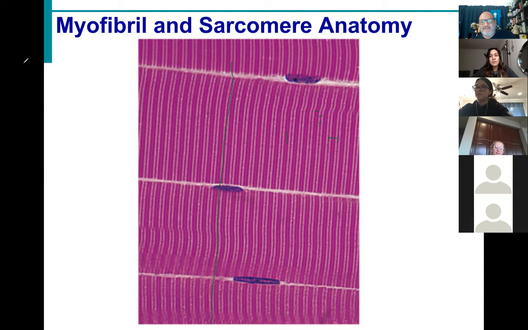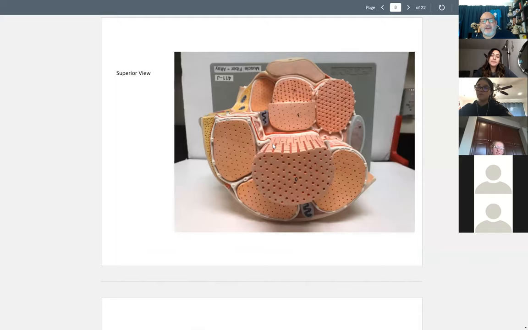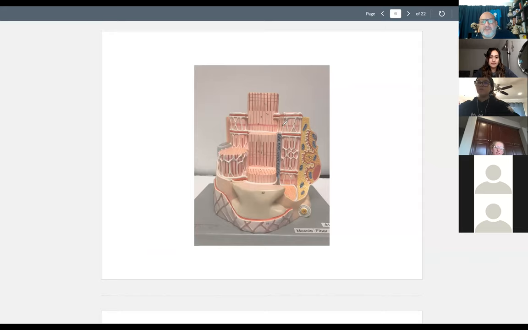Notice if we take this model and turn it back upright, we can see all of these things we were just talking about. Notice this pink right here is our Z disc from Z disc to Z disc. So there's one sarcomere. Right? Notice here are the three lines of myomesin at the center. We can see the thick myosin filaments. We can see the thin actin filaments which connect to the Z disc. We can see all of these sarcomeres.